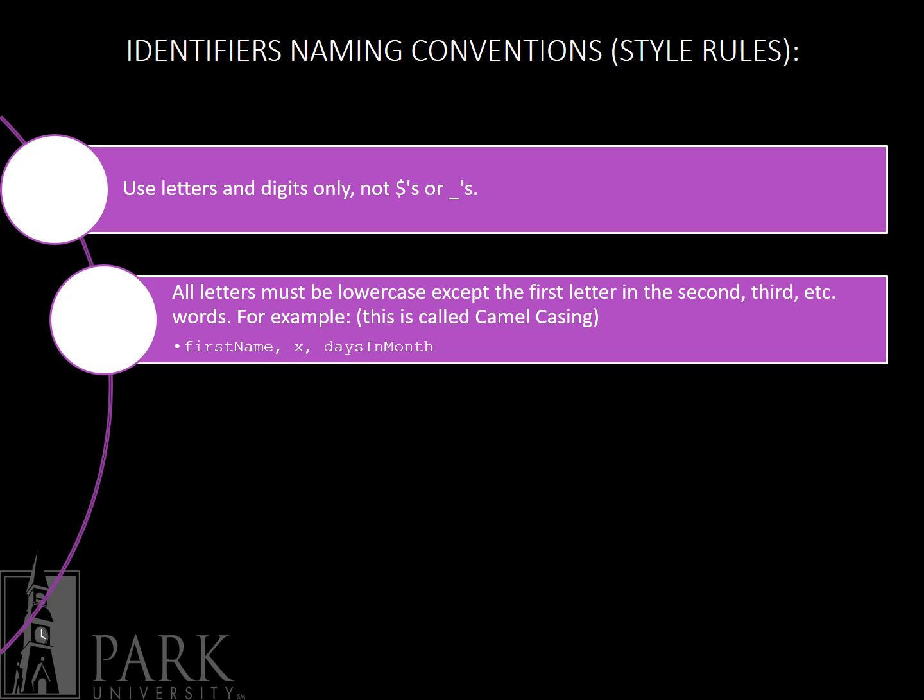Also, all letters must be lowercase except for the first letter in the second, third, or fourth words. And this is called camel casing. So here are some examples. You have firstName and daysInMonth, and you can see that the N in name is capitalized. You can see in month, the I and M are capitalized. That's called camel casing because it looks like you've got humps, like a camel.